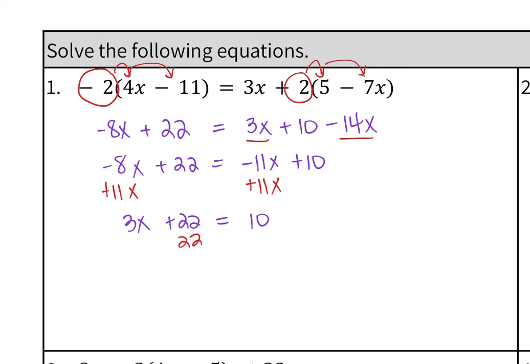Let's move that 22 by doing the opposite operation, so subtraction. 3x equals negative 12. One last step, divide by 3. So x is equal to negative 4.